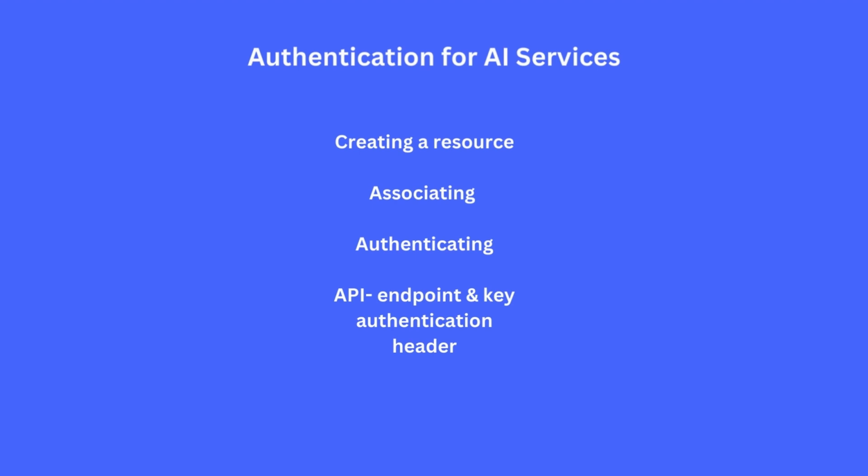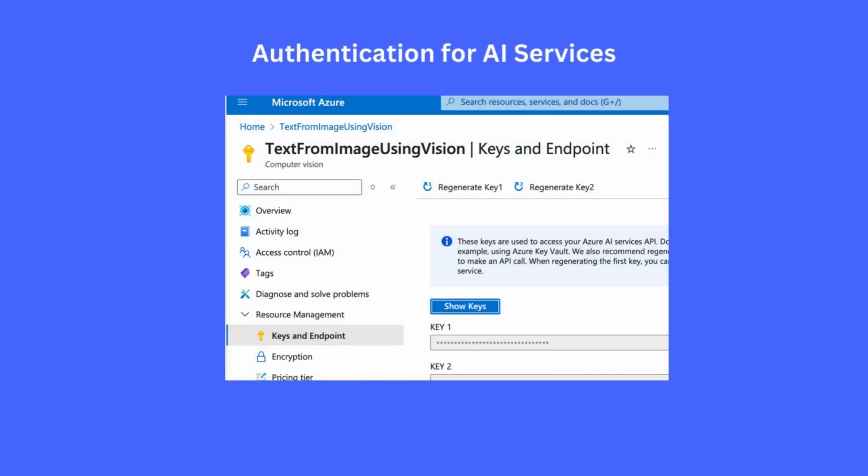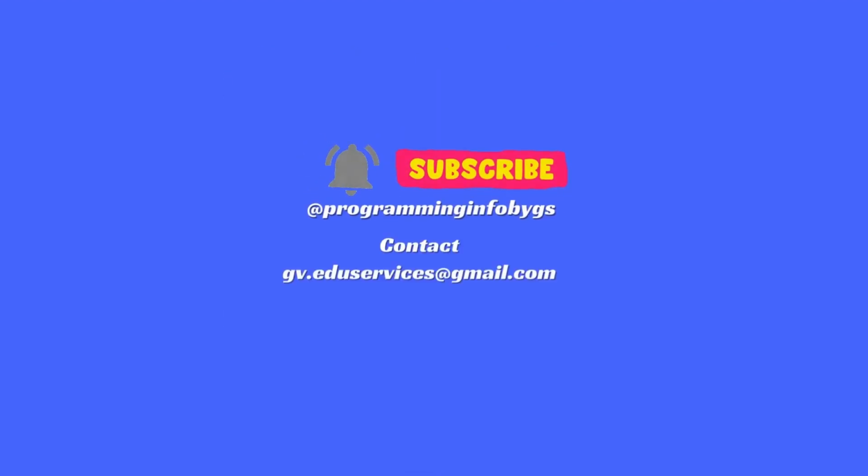Inside the created resource, we have a keys and endpoint tab in which you can find the details about the keys and endpoint. We must include this key and endpoint in the authentication header, which sends the authorization key to the service to confirm that the application can use the service.